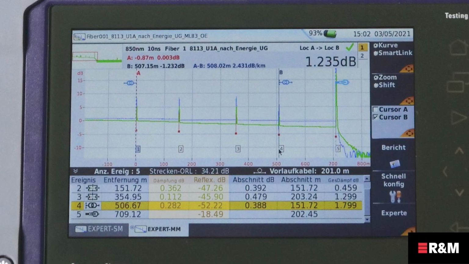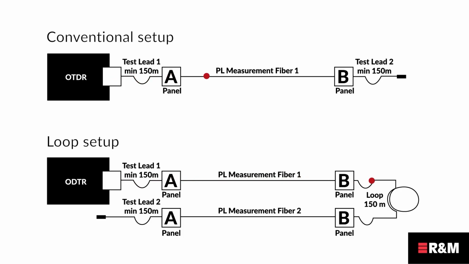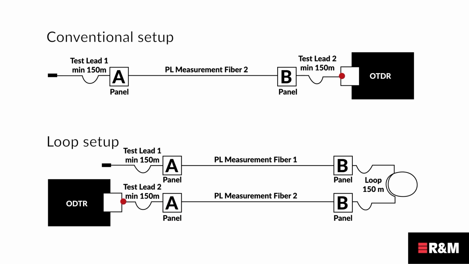When the link test has passed, go to side B and measure the same link in the opposite direction. Leave the launch cord connected on side A and move only the tester to side B and connect it to the tail cord for proper bidirectional measuring.